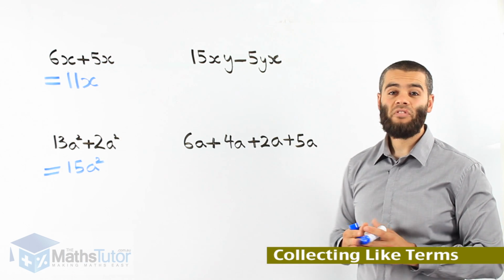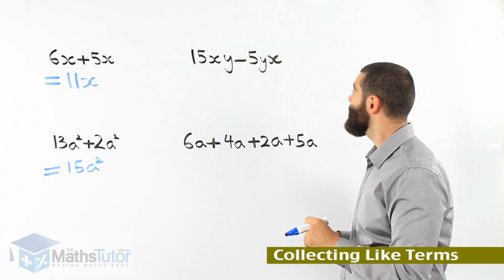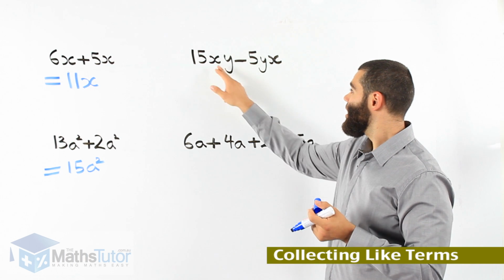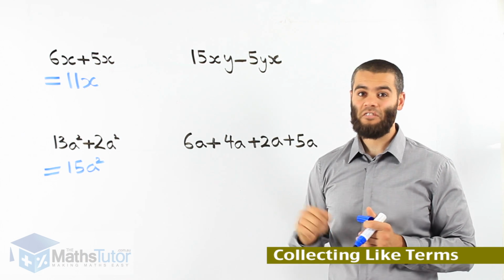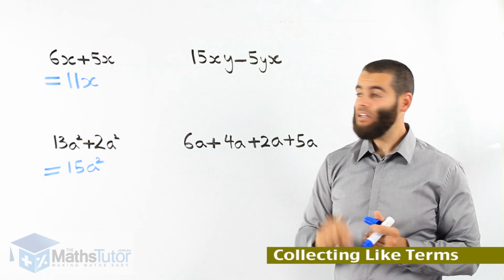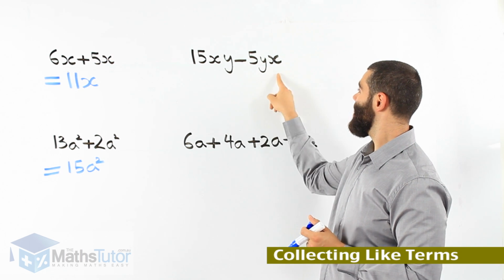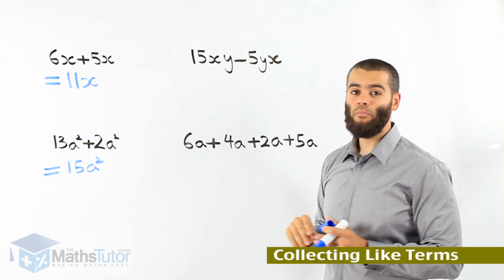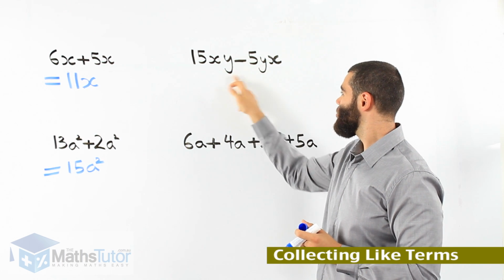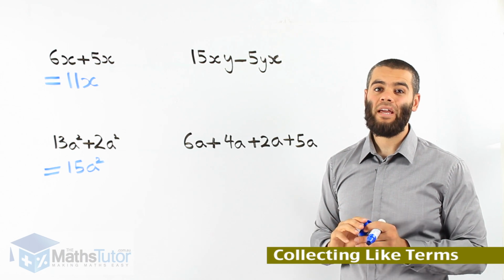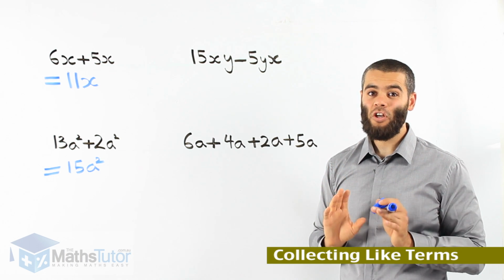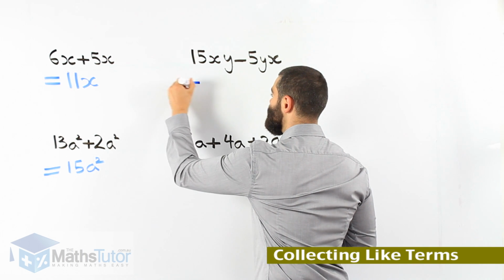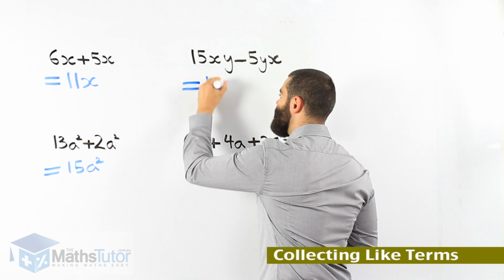Here, 15xy. Take away 5yx. Again, we ask, are they like terms? xy, yx. Guess what? They are. Well, the order is different, xy and yx, but the order does not matter as long as we have the same pronumerals, x here and y there. So xy and yx, they are like terms. We can take away 15, take away 5. 10xy.